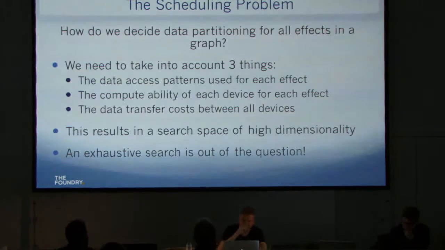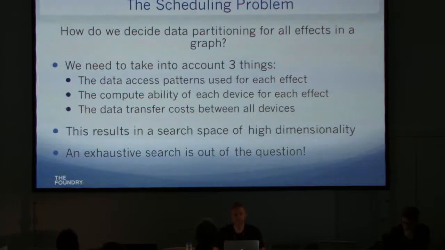So on now to the meat of the scheduling problem. How do we decide the data partition for all effects in a graph? Basically, we need to take 3 things into account. We need to understand the data access patterns, as I was just going on about, for each effect. We need to understand the compute capability of each device for each effect. And we need to understand the data transfer costs between all devices. And as you can see, this results in a search space of very high dimensionality. It's not trivial to come up with a sensible partitioning of the data. And because it's such a high dimensionality, an exhaustive search is out of the question.